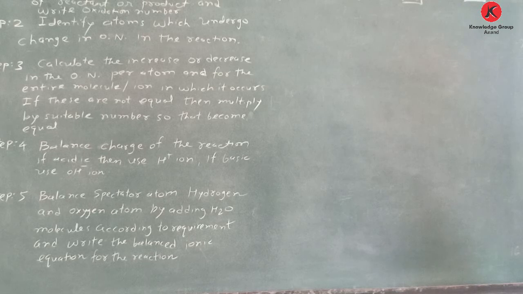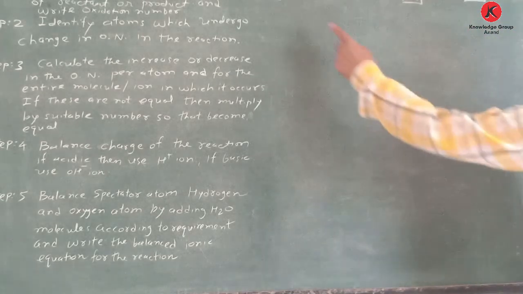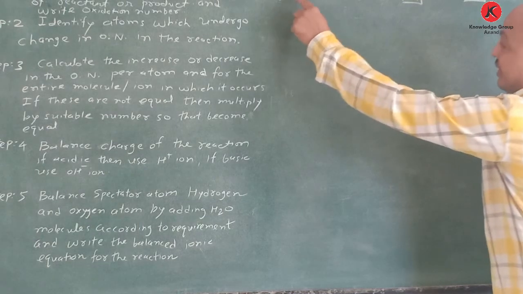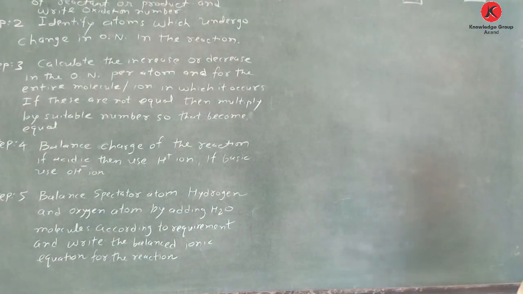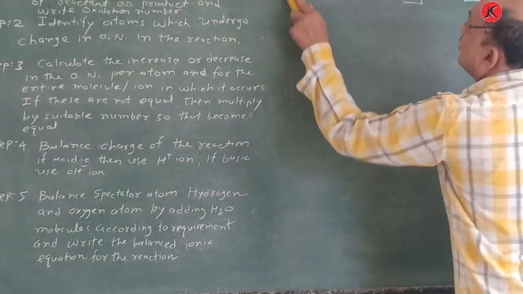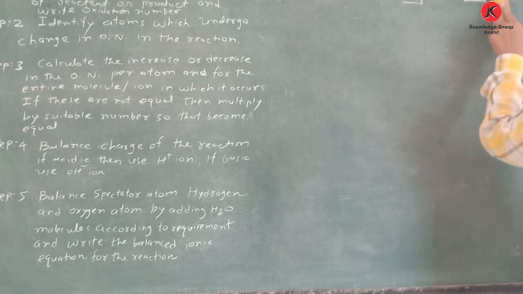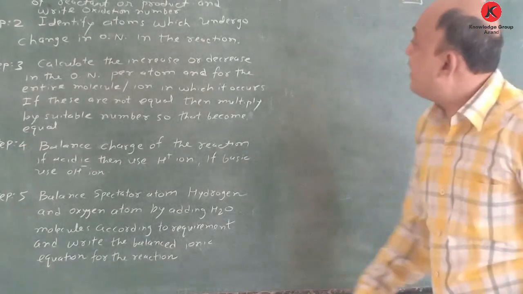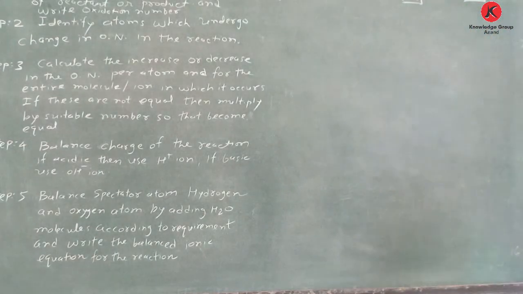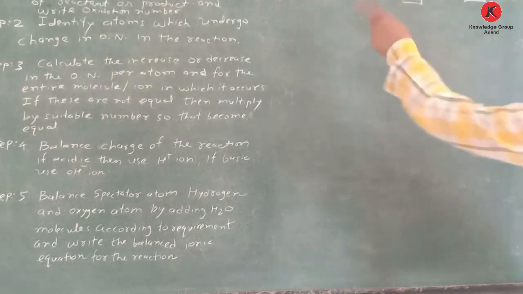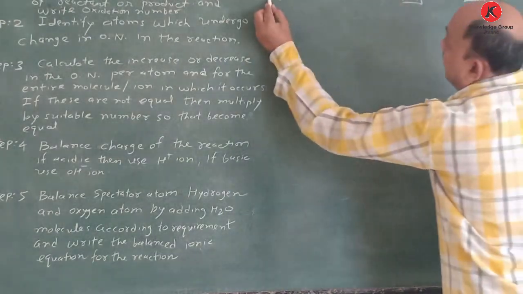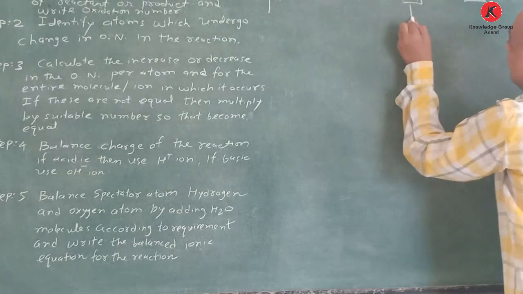This change is there. Write this reaction once again, by removing this minus 2. You have to remove that particular number. So this is the start of step 2: identify the atom which undergoes a change in oxidation number. So this is our change in oxidation number: plus 7 to plus 4.